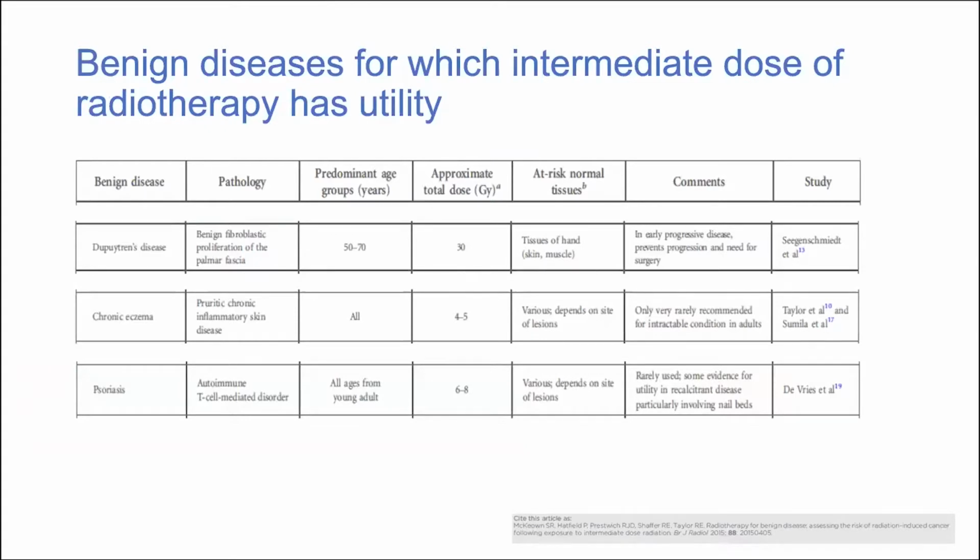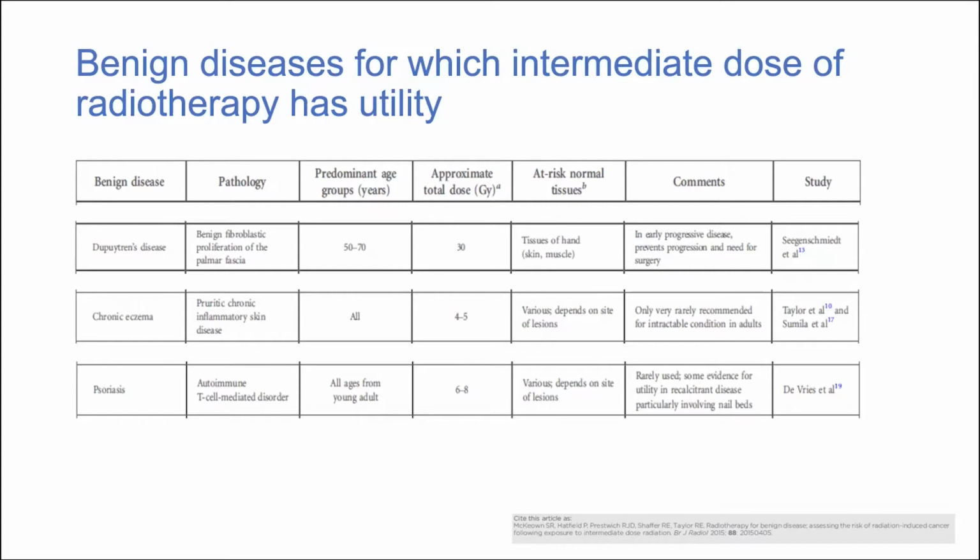There are a number of benign diseases for which intermediate doses of radiotherapy are used, for example, Dupuytren's disease, chronic eczema, or psoriasis. And you see that in all of them, the pathology is on the surface, at least in the eczema and the psoriasis. The dose that is planned for these conditions is around 5 grays, up to 8 grays for psoriasis. The risk for normal tissues below that depends on the tissue associated to this, and on the palms and soles, I think the risk is quite low.